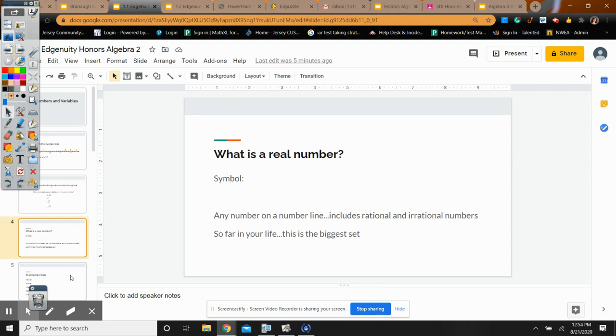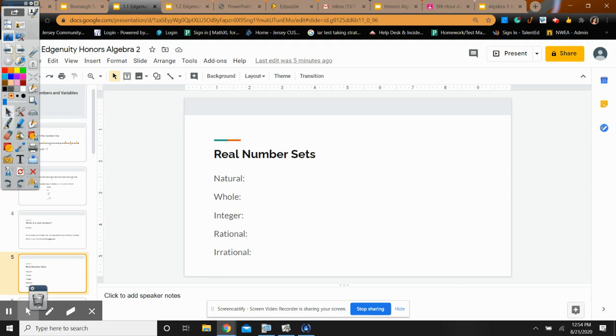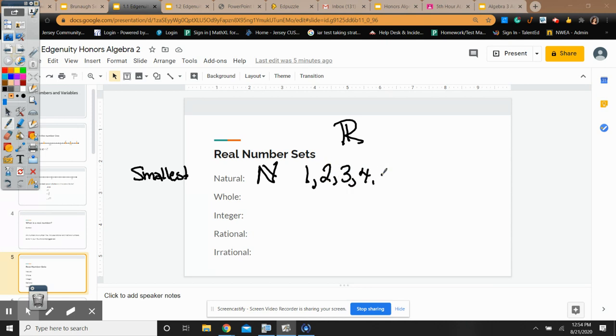Now, inside the real numbers are different subsets. So we call these the real number sets. So the real numbers are all of these guys. And then what you have here, and this guy will be the smallest set, is the natural numbers. The natural numbers symbol is a double-bar N, like that. And it is the numbers that come up naturally when you're counting: 1, 2, 3, 4. Okay, and you go on forever.